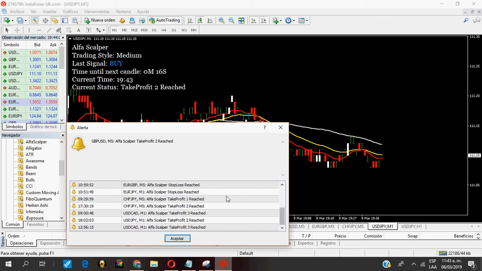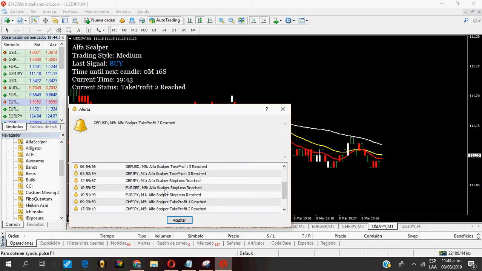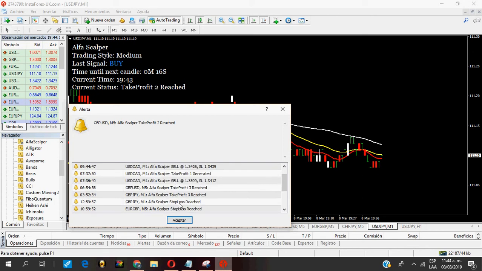You can see how many Forex signals Alfa Scalper gave, and all of them have reached a take profit. 3 stop losses reached, and mostly take profit plus take profit. It's really a great Forex indicator.